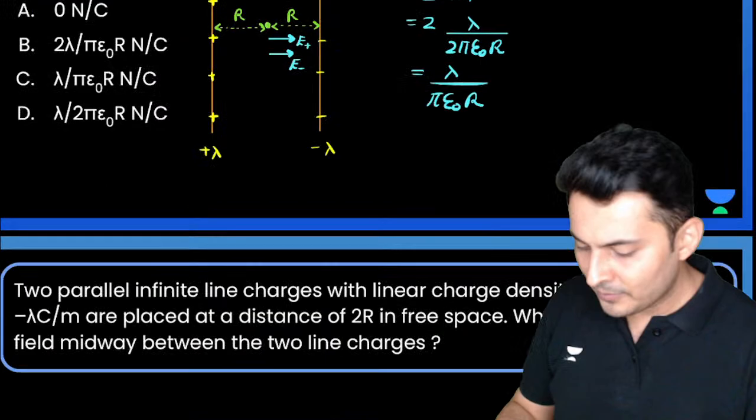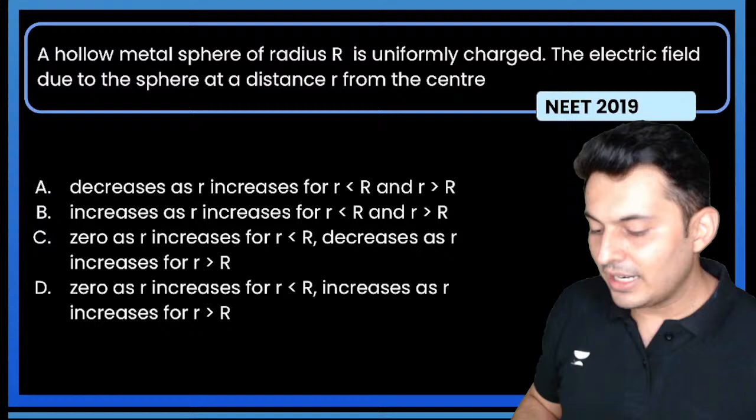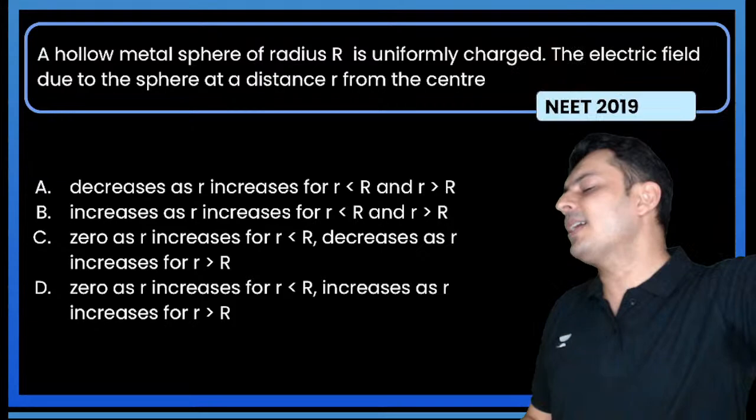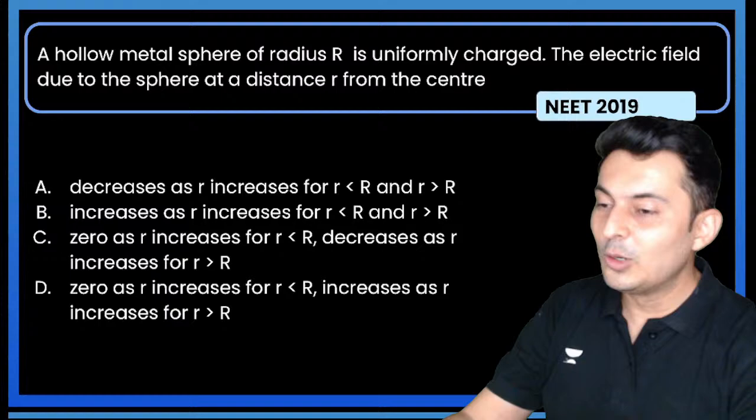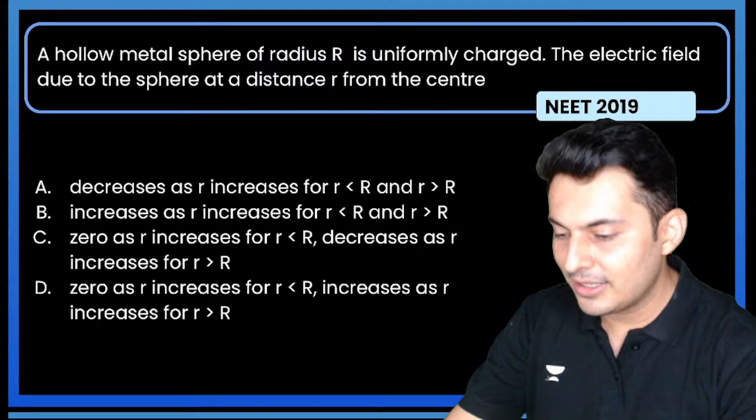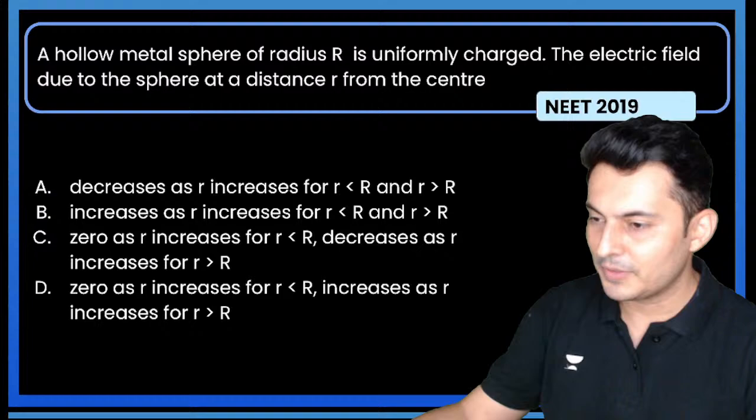Okay. A hollow metallic sphere of radius r is uniformly charged. The field due to the sphere at a distance r from the center. Everybody should spam this answer. Come on. How will that field look like? This is a NEET 2019 question, my dear warriors. Figure this bit out. What do you think is the correct answer to this particular question?